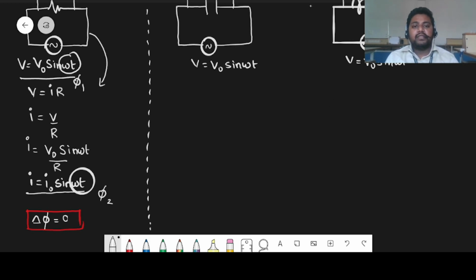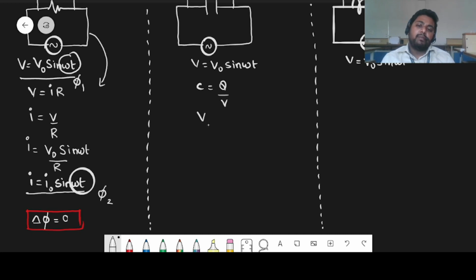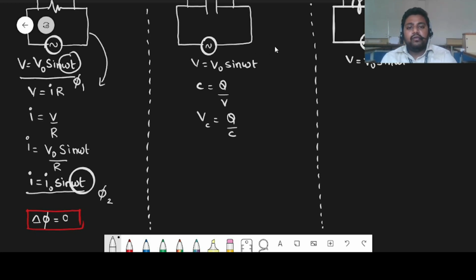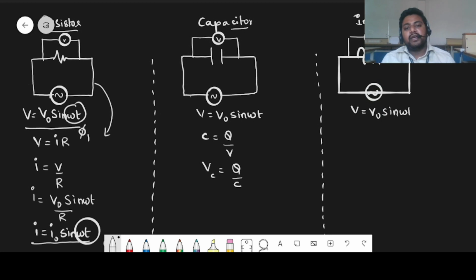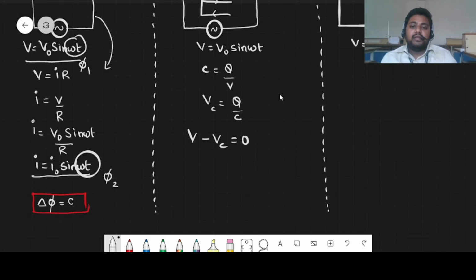Now we have to understand the purely capacitive circuit. You know the general formula of capacitance, C is equal to Q by V. Can you write the voltage across the capacitor is equal to Q by C? Yes. Now we know that the entire voltage in this circuit should be equal to 0. If we apply KVL, Kirchhoff's voltage law, we can write V minus VC is equal to 0 in this entire circuit. That means V minus Q by C can be equated to 0.